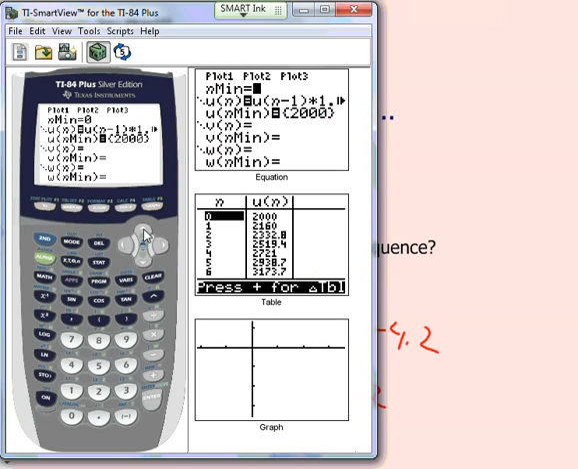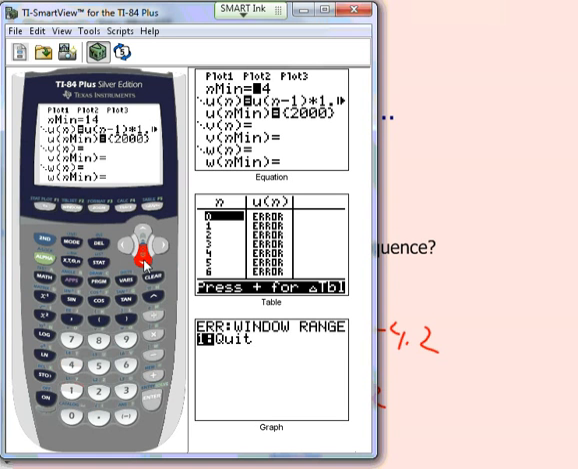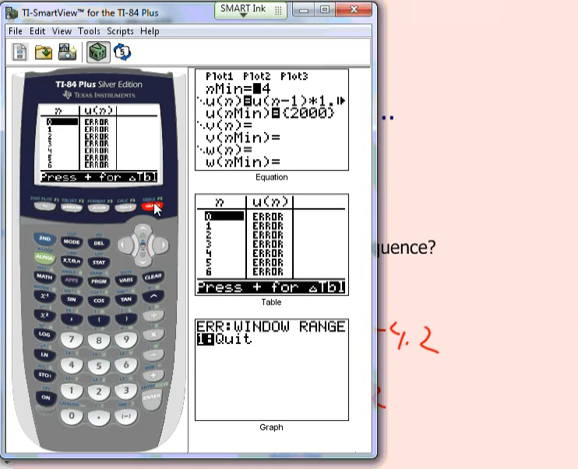Go back to the y equals. Change the top number to be, let's make it 14 because there's more 14-year-olds. Go with 14. You can always change it later, but for right now, make it a 14. Then go back to the table.